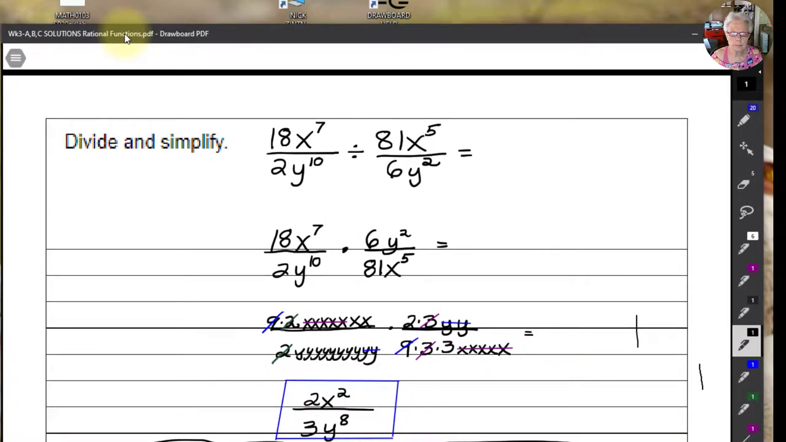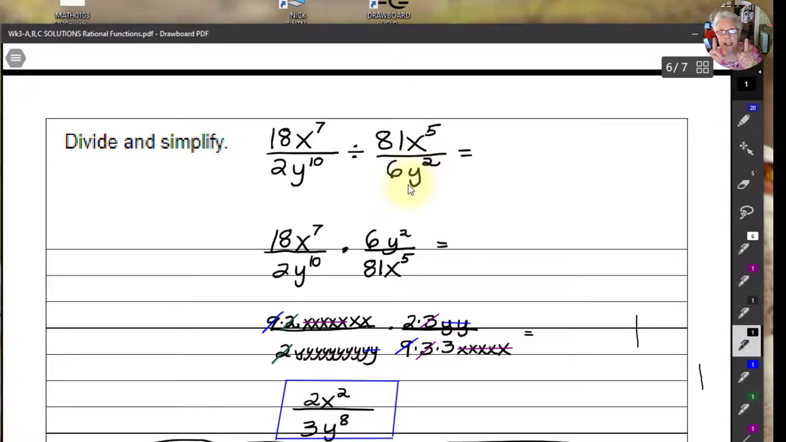There. This is better. 18x to the 7th over 2y to the 10th divided by 81x to the 5th over 6y squared.